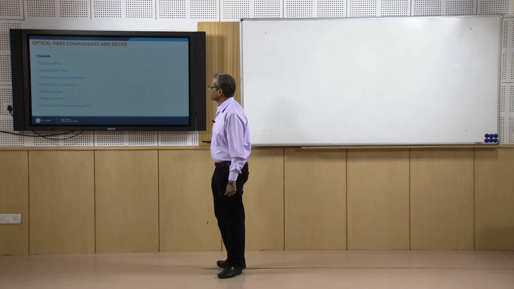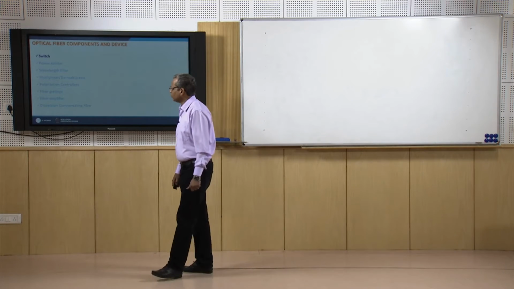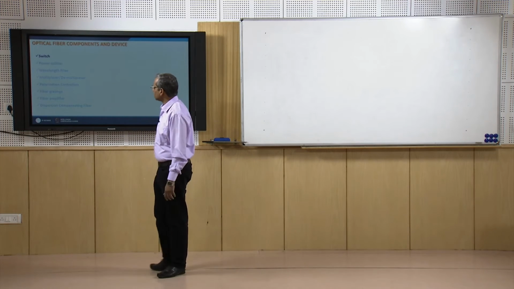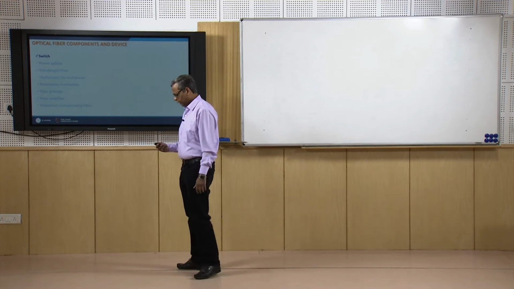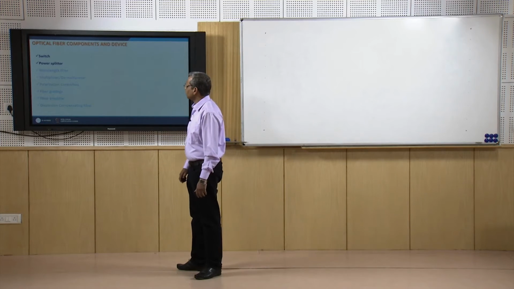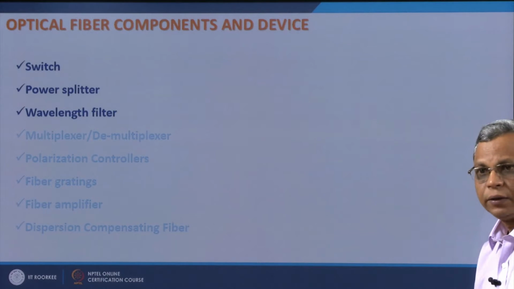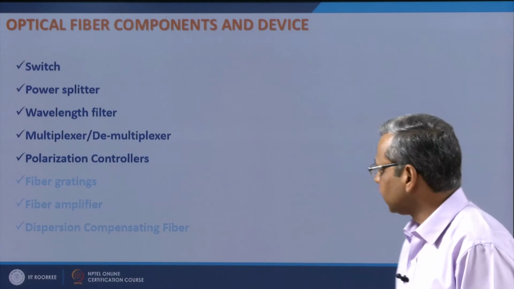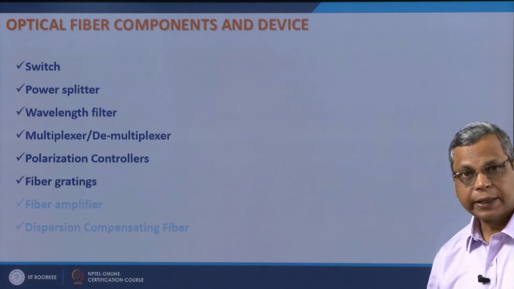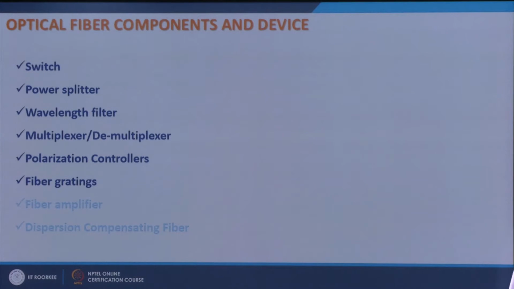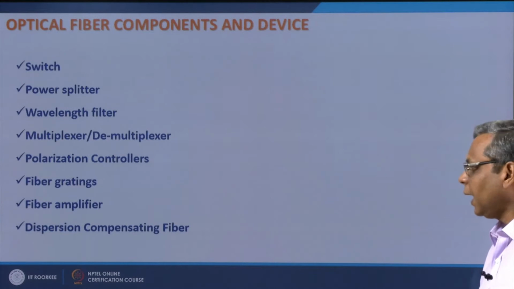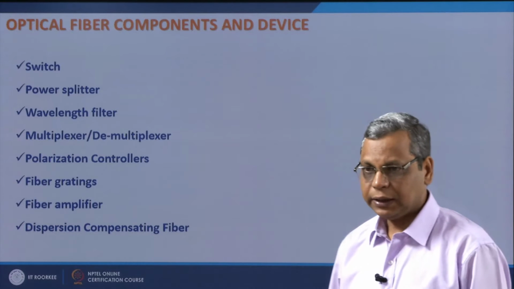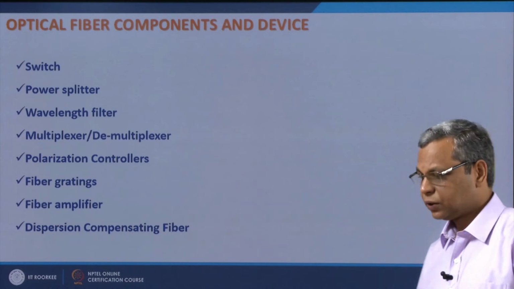What kind of components or devices we want to make or we want to study here are switches, then we have power splitter, wavelength filter, we may require multiplexer, demultiplexers, polarization controllers, fiber gratings, fiber amplifiers, and dispersion compensating fiber. So, we are going to study these components and devices in the next few lectures.